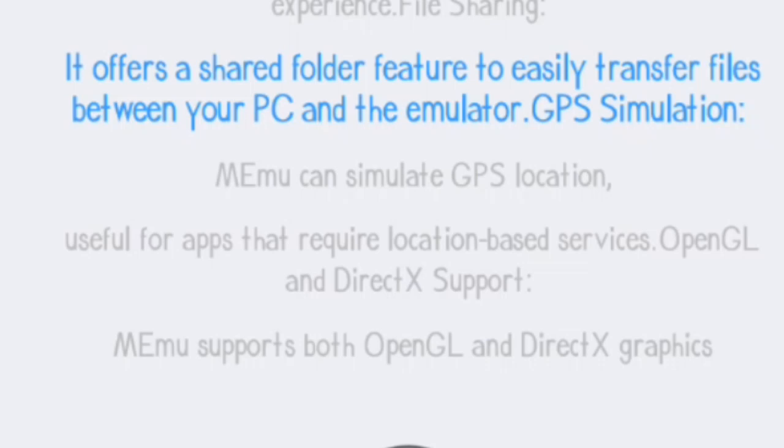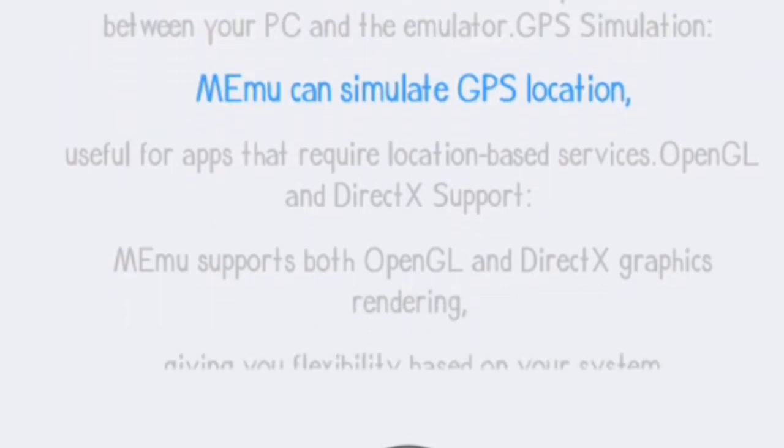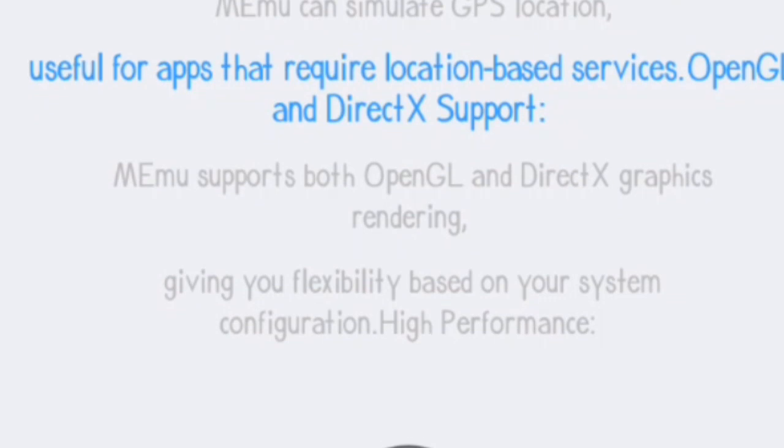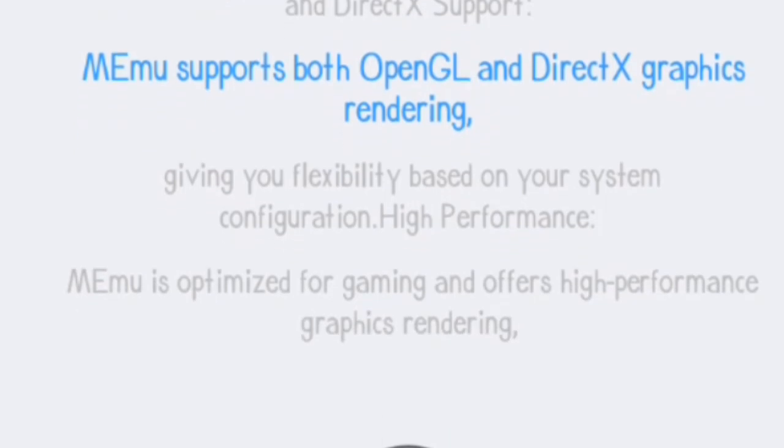GPS emulation. MEmu can simulate a GPS location, useful for apps that require location-based services. OpenGL and DirectX support. MEmu supports both OpenGL and DirectX graphics rendering, giving you flexibility based on your system configuration.